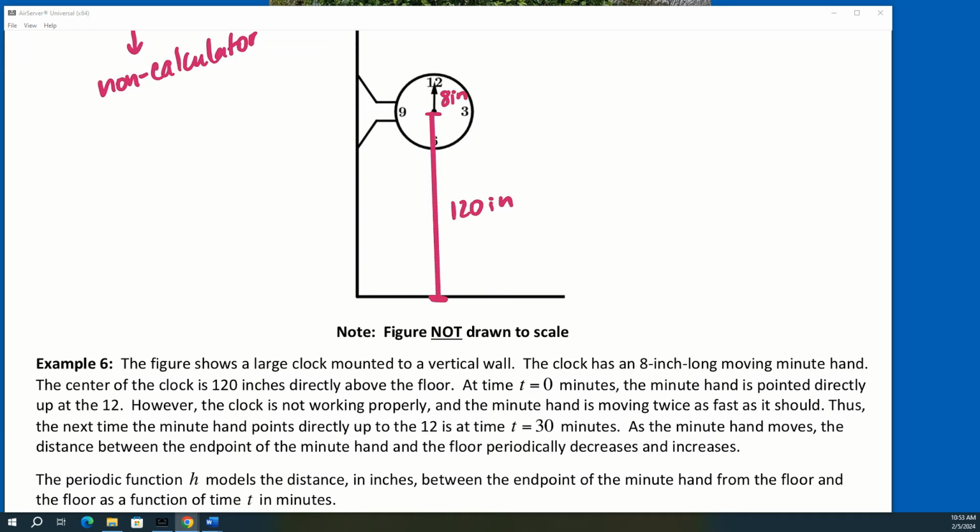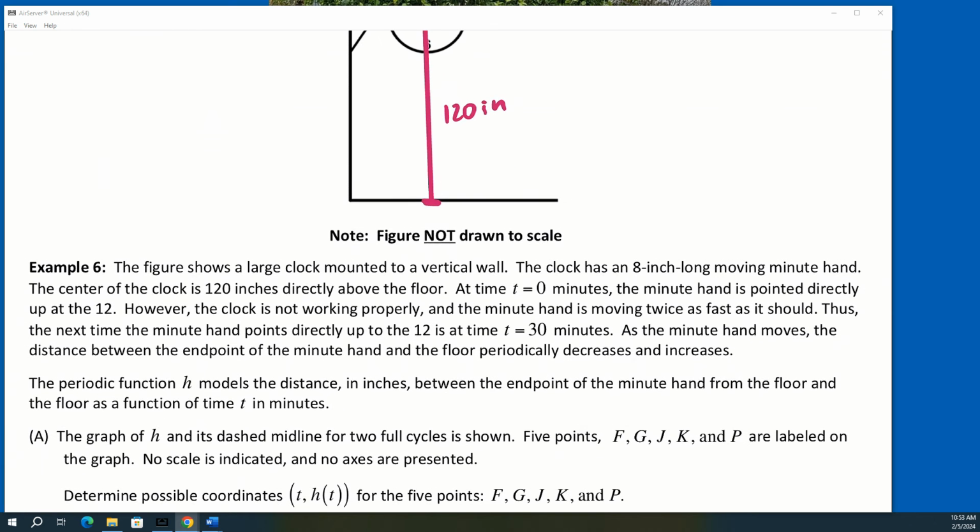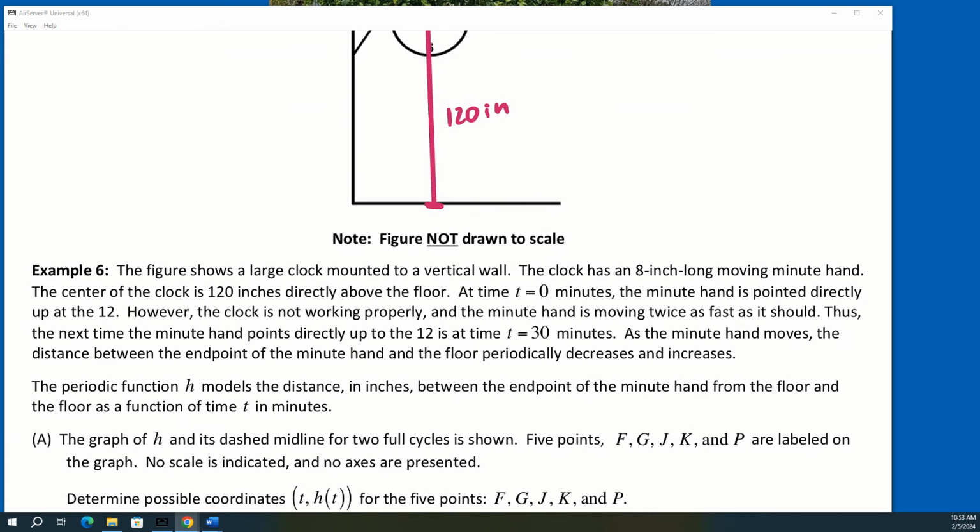All right, at time t equals 0 minutes, the minute hand is pointed directly at the 12. That's going to be super important in just a second. However, the clock is not working properly, and the minute hand is moving twice as fast as it should. Thus, the next time the minute hand points directly up at the 12 is at time t equals 30 minutes.